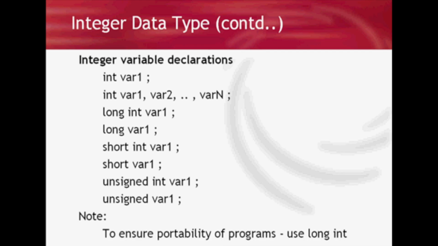If an integer is to be defined as unsigned, then the keyword unsigned is to be prefixed. So unsigned int var1 indicates that variable 1 is an unsigned integer. Optionally, you can also say unsigned var1. To ensure portability of programs, we should always use long integers.